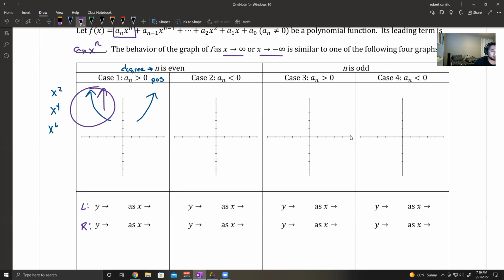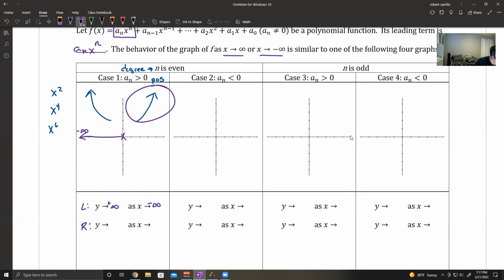Up towards where? Toward infinity. Up towards infinity, right? So we're going to say they're headed towards positive infinity. But this can only happen if x is headed towards where? Negative infinity. Very good. So on the left side, y values get larger, but this can only happen if x values get smaller.